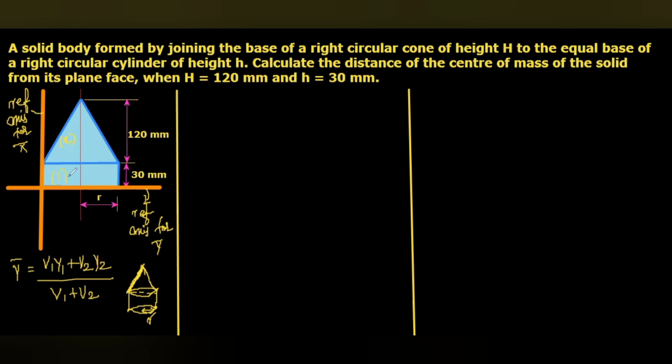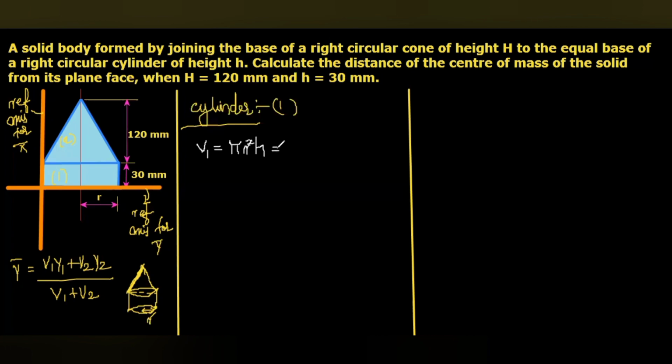So here you can see we split this entire solid body into two segments. First one, that is the right circular cylinder. So the first one, we are going to analyze the values for the cylinder. First we have to calculate V1, the volume of the cylinder, that is pi r square h. Okay, pi r square h, that is the formula.